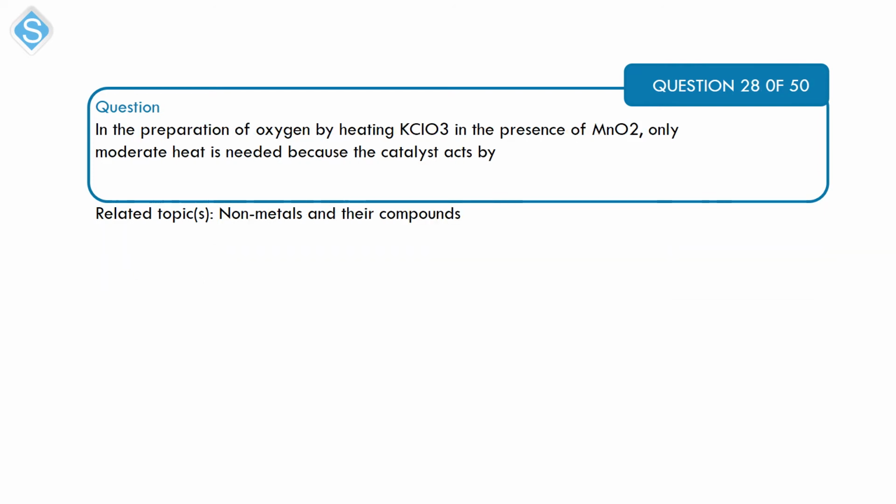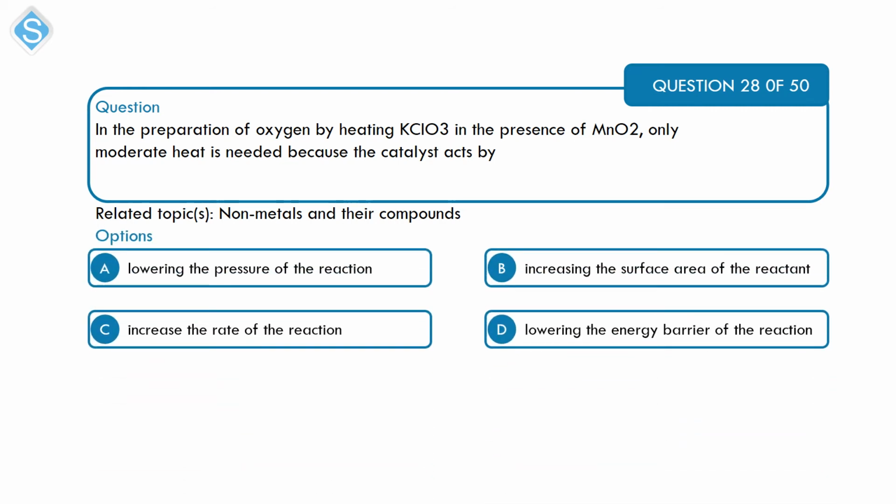Next is a question on nonmetals and their compounds. In the preparation of oxygen by heating potassium chlorate in the presence of manganese oxide, only moderate heat is required because the catalyst acts by A, lowering the pressure of the reaction, B, increasing the surface area of the reactant, C, increasing the rate of the reaction, and D, lowering the energy barrier of the reaction.